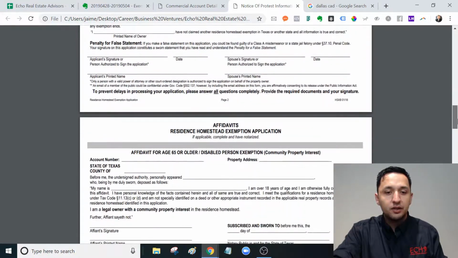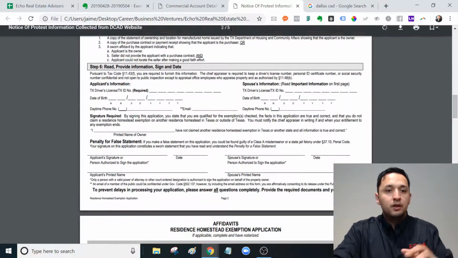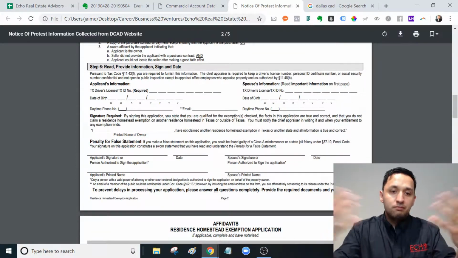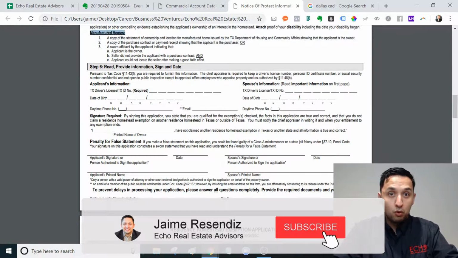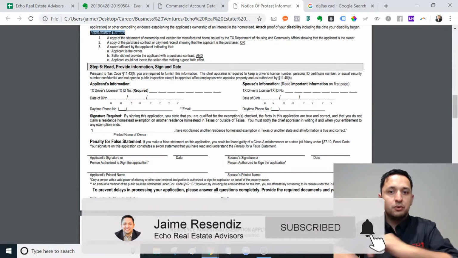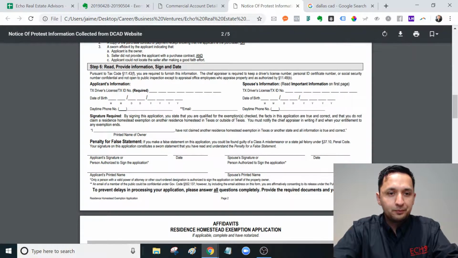And we're getting close to the end. You put your information here, so your driver's license, which would be required, and your spouse's information. If your spouse owns the property with you, chances are that she does. All right, Texas driver's license, date of birth, simple enough, date, time, phone number, email.